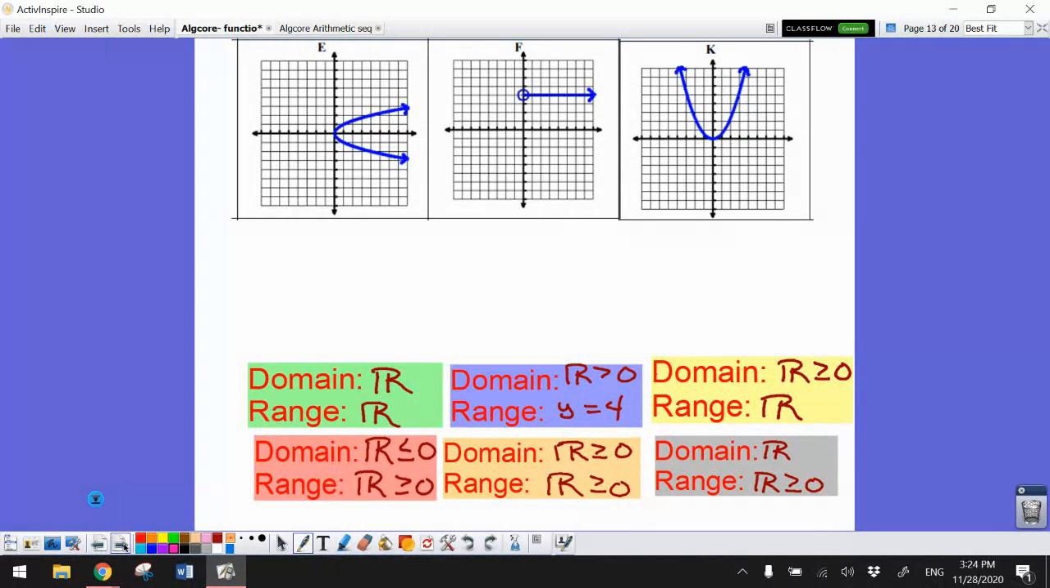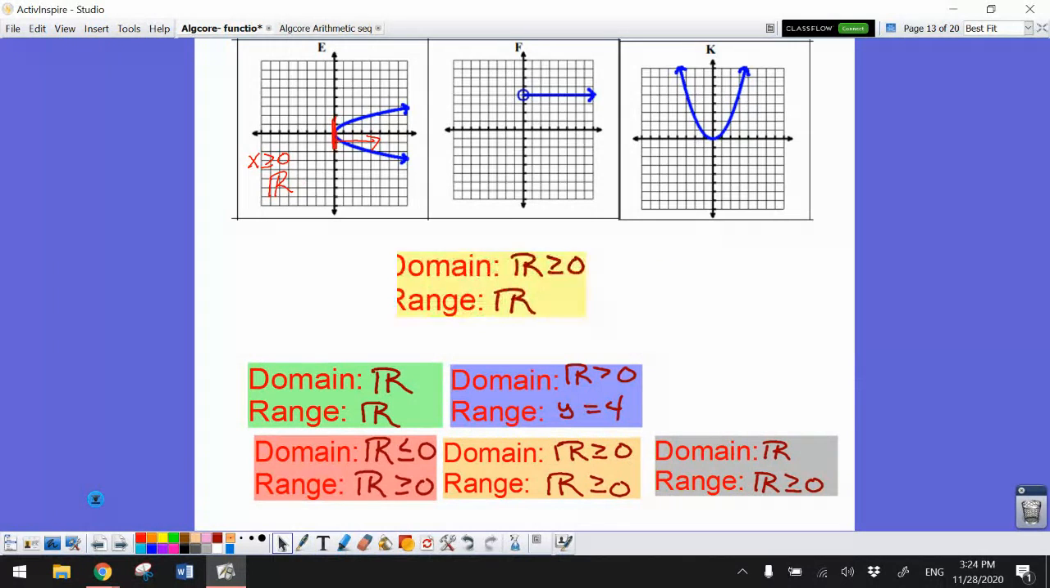Well, let's start with this first one. So I see that my x's start at 0 and they go this way. So my x's are greater than or equal to 0. What about my y's? Are they going to keep going forever? They're going to keep going forever. So do I have something where I have an x value that's greater than or equal to 0 and my range is all real numbers? I do. It's this yellow one.